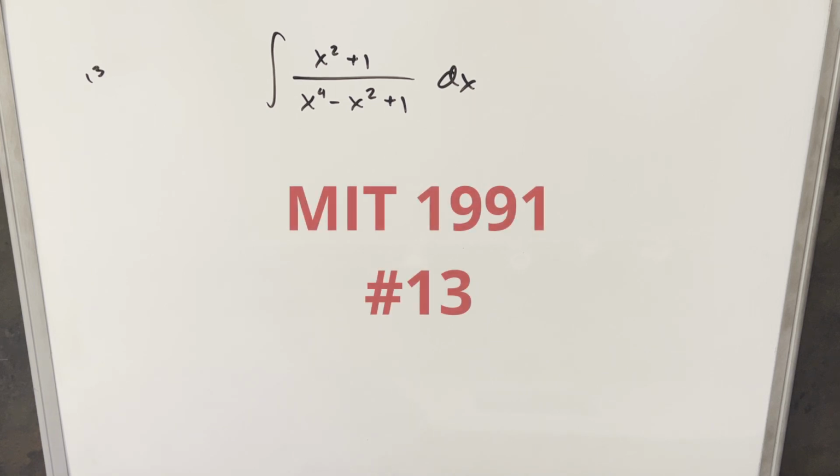Okay, we have here another integral from the MIT integration bee. This one's from 1991, problem 13. We have the integral of (x squared plus 1) over (x to the fourth minus x squared plus 1) dx.